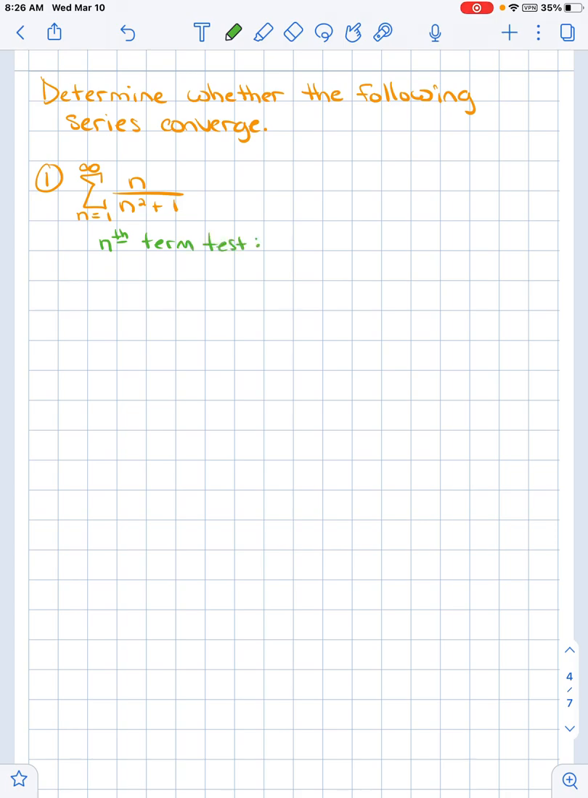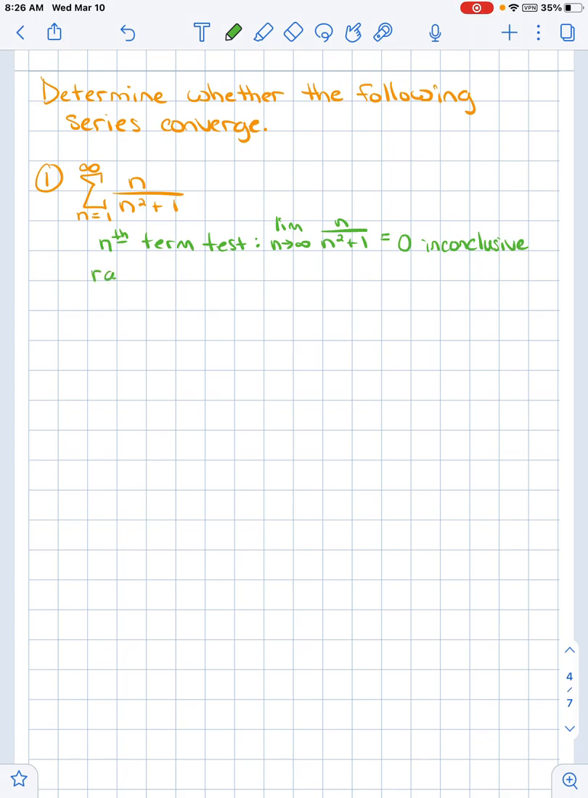The nth term test says that we need to look at the limit of the parent sequence to determine if this approaches something other than 0. But I can see as n approaches infinity, I end up with n over n squared, so that n squared in the denominator is growing significantly faster, so this approaches 0. Inconclusive. We don't know if this will approach 0 fast enough.